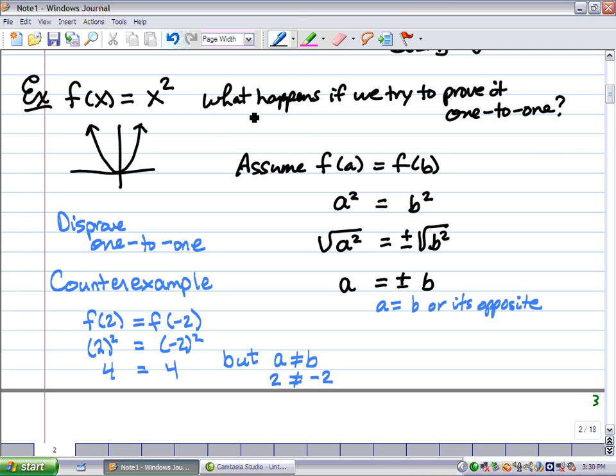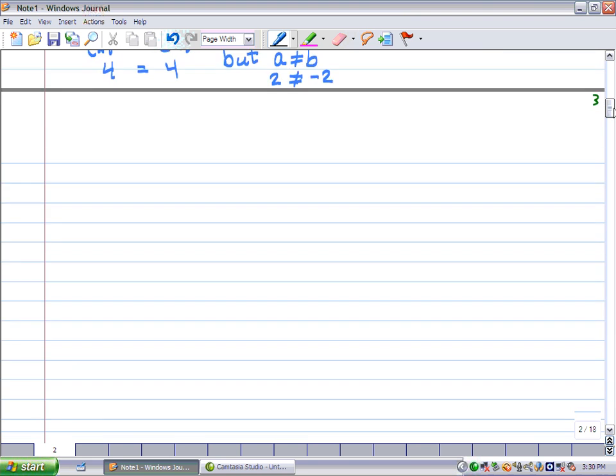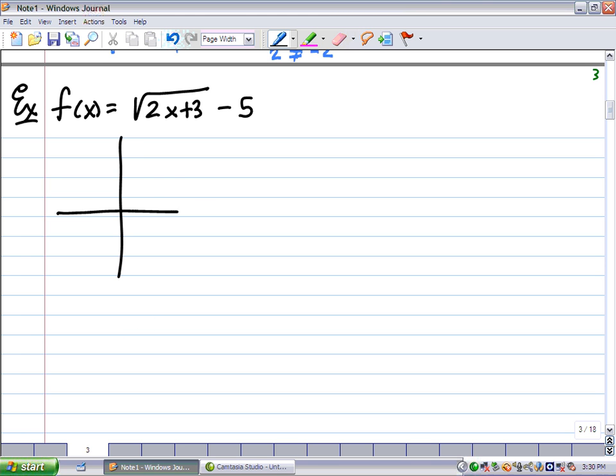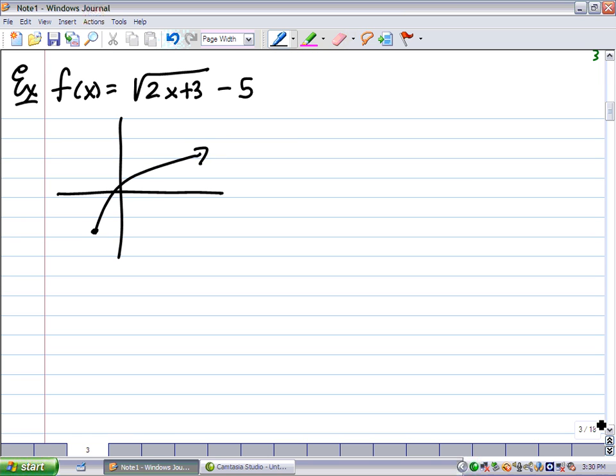Okay, let's look at another one. Let's look at the square root. So if I have f of x equals the square root of 2x plus 3 minus 5, what does that look like? Well, remember from our pre-calculus, it moves it over to the left, squishes it up, and moves it down. So it's going to look something like that. It's going to be one-to-one. We could put it in our calculator if we wanted to, but let's just go ahead and look at how we're going to prove it.